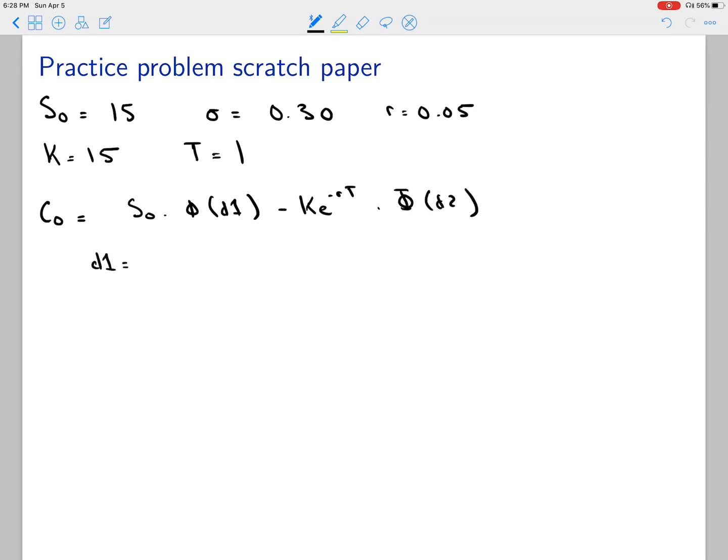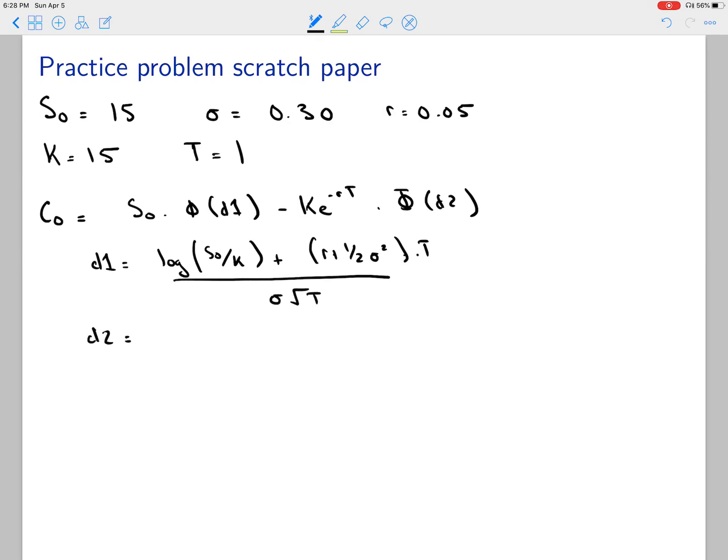where D1 is equal to the natural log of S0 over K plus R plus 1/2 sigma squared times T all over sigma root T, and D2 is equal to D1 minus sigma root T. And phi, of course, is the standard normal distribution, that is the z-table. In the first part of the problem, we want to calculate phi of D1 and D2. We start by calculating D1 and D2 themselves. So we start plugging in things.